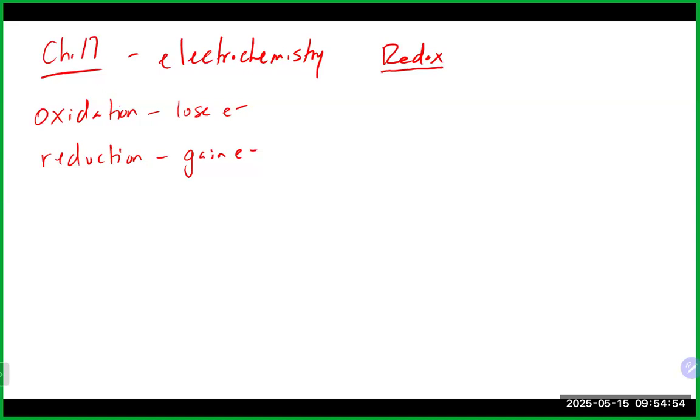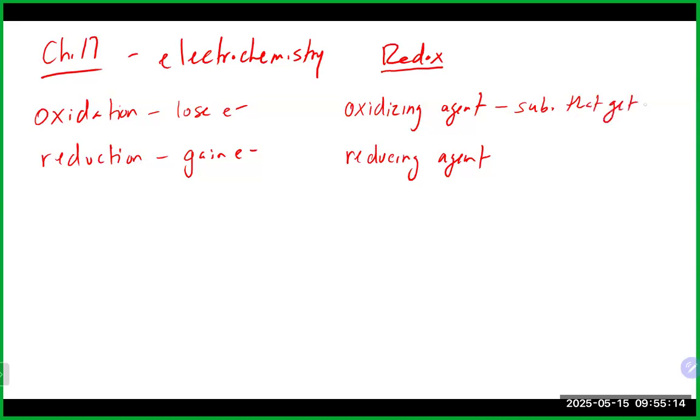So here we kind of look at the electrons. We also talked about the oxidizing agent and the reducing agent. And remember that they're basically opposite of their names. So the oxidizing agent is the substance that gets reduced, while the reducing agent is the substance that gets oxidized.